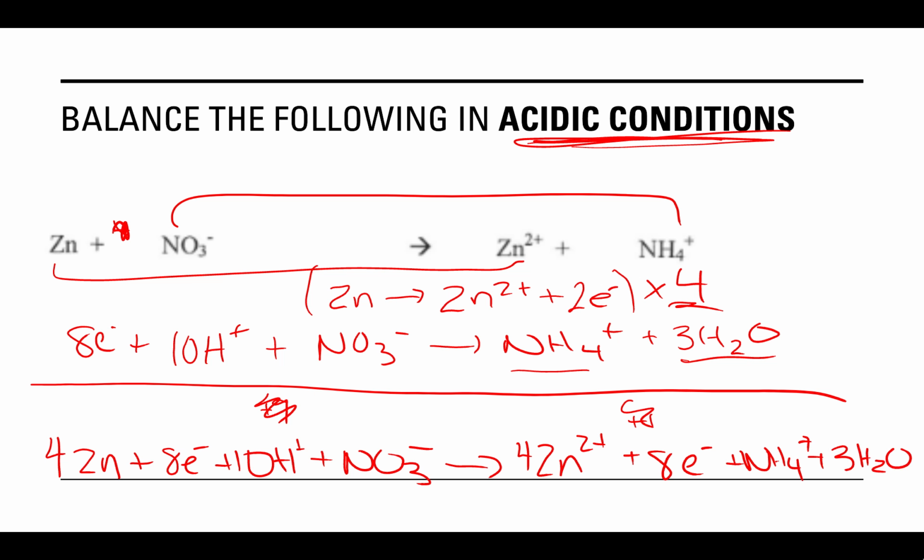So we're almost there. Your last step with this part is you cancel out anything you can that is the same on both sides, or reduce what you can. So what we can cancel is just the electrons, and that leaves us with our reaction, which you could write out one more time just to make it nice, but that is our balanced equation in acidic conditions.